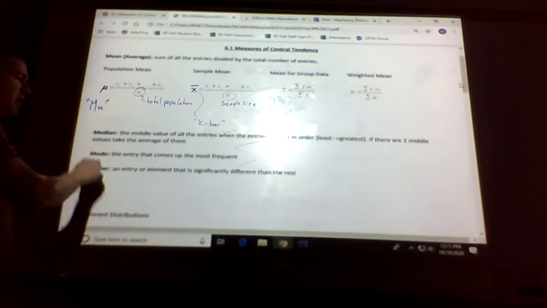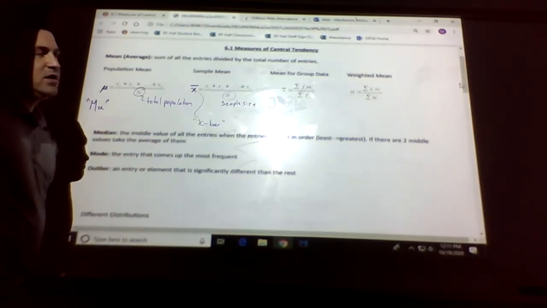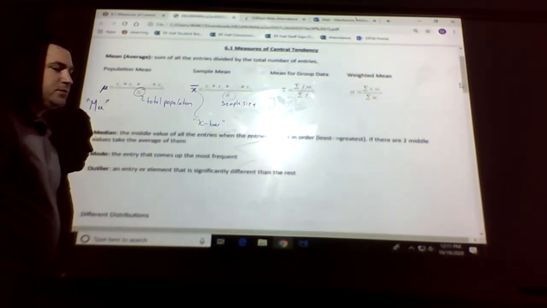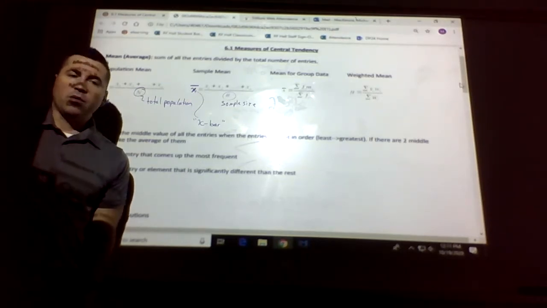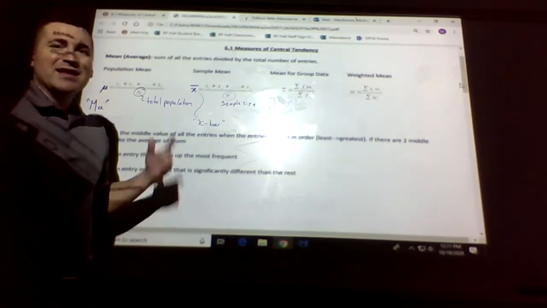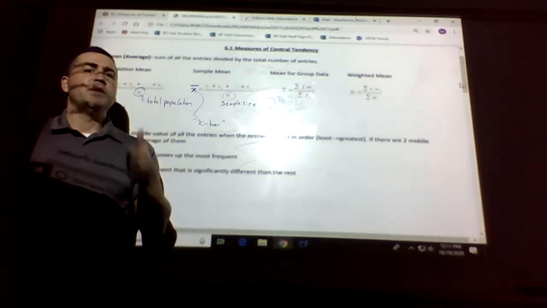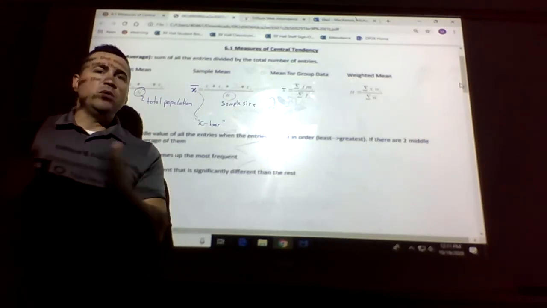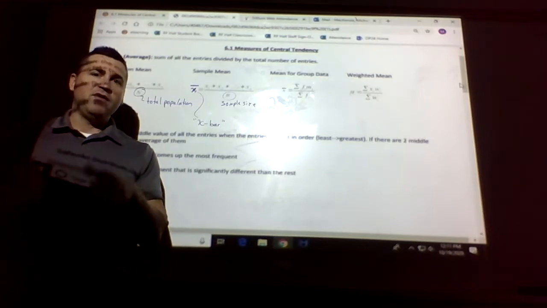Then we have mode. Mode is the most frequent number. I want to go back to median for a second. Median is the middle value. If you notice on the report cards or midterm report cards, it says the class median. They use the median because it's the middle student, the middle person. So there's an equal number of entries above that value and below that value.